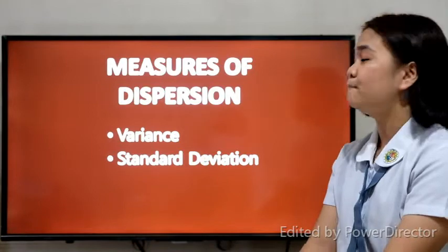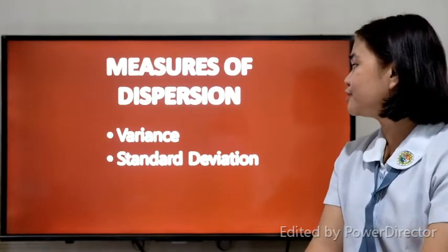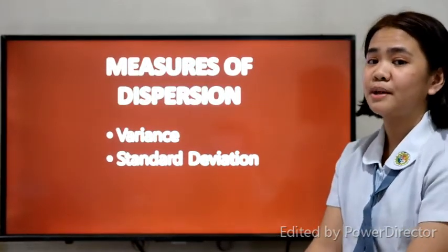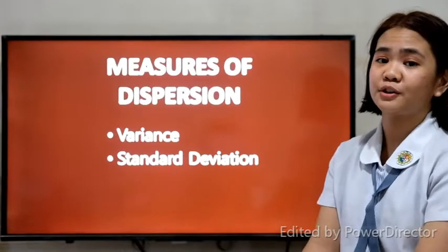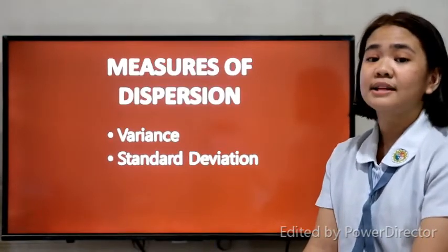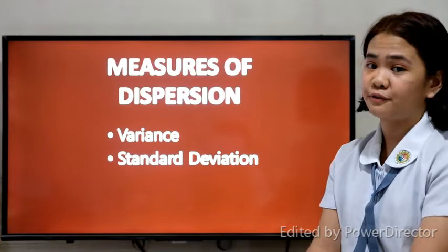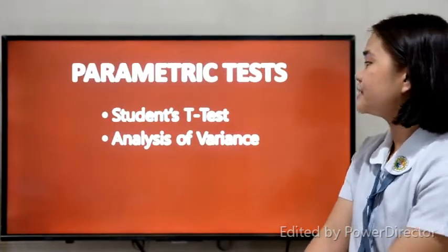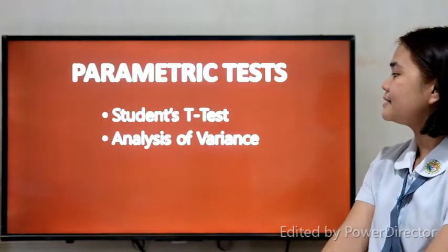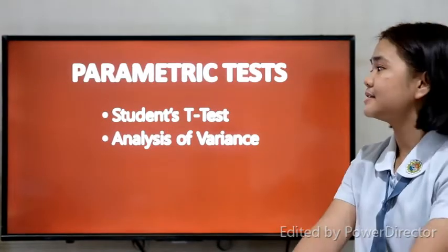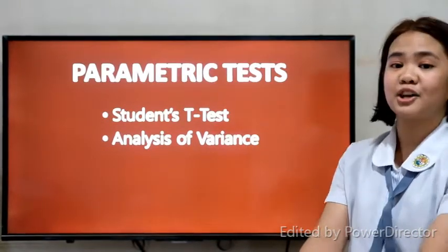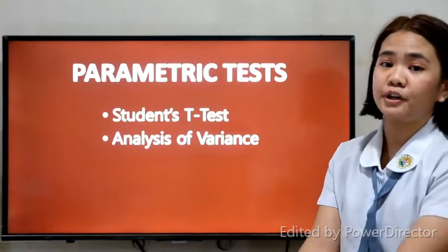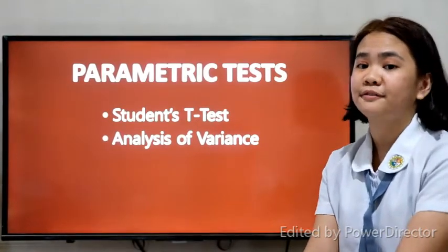So these measures are used to quantify the dispersion between a set of observations, or simply how spread out the set of numbers are from the average values. Next, we have the parametric tests, which consist of the student's t-test and the analysis of variance. Parametric tests are normally used for numerical or quantitative data.